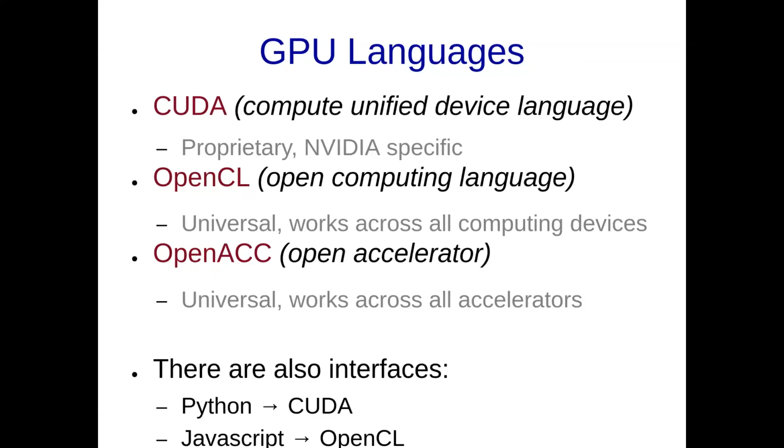Apart from these high-level languages, there are interfaces or libraries which are provided. For example, you can use PyCUDA. That means from inside Python you can write some CUDA functions. There are converters which are able to convert some of your Python code into CUDA code, or some of your JavaScript code into OpenCL, and so on. So all of these interfaces or libraries or frameworks are also available, which can help you run your code in different languages on the GPU or on accelerators.